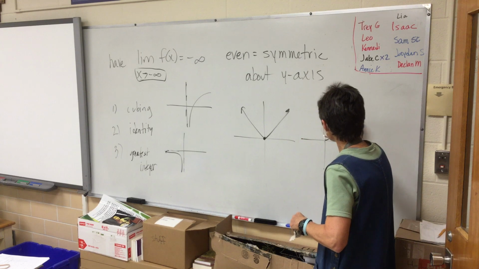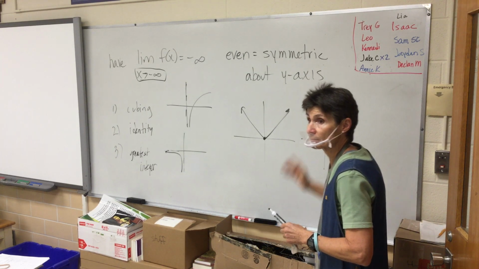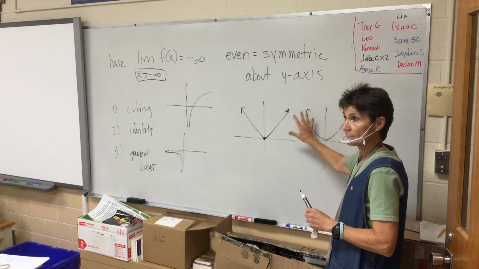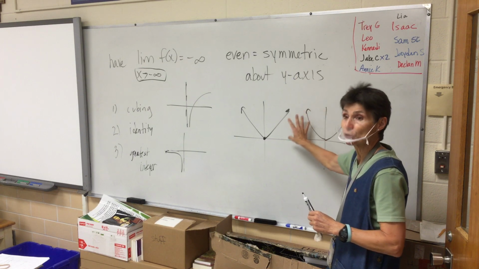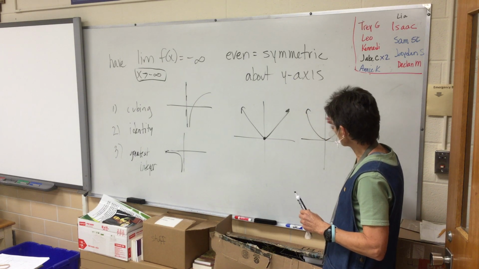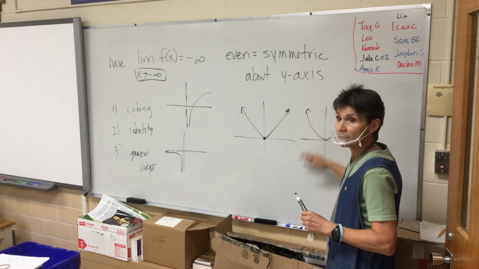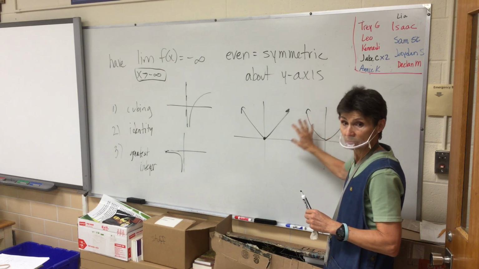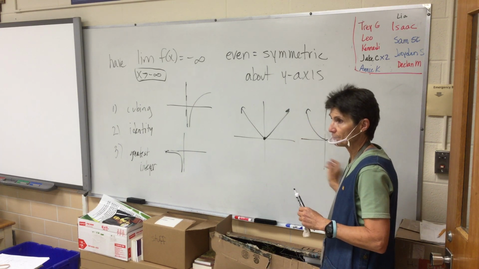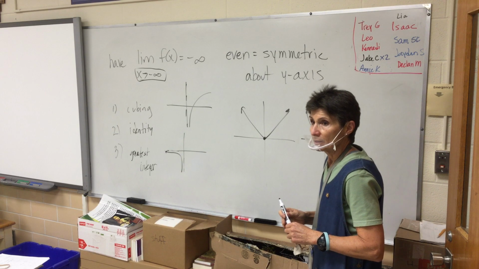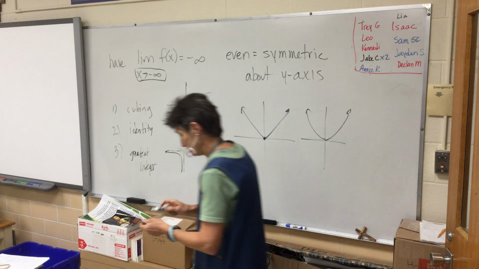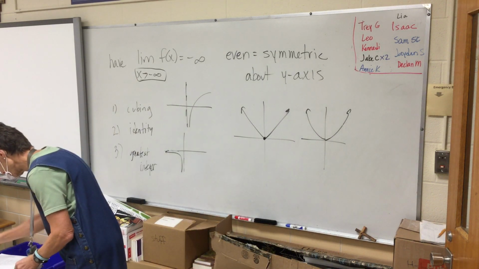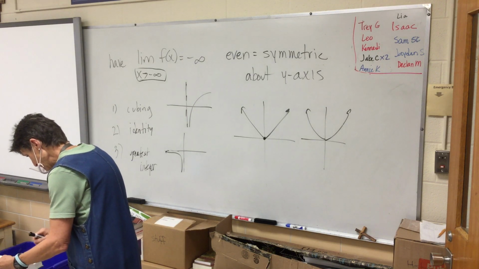So is the squaring function. Quadrant 1 and 2 are the same. Odd means 1 and 3, even means 1 and 2, or 3 and 4. Okay? Wow. Good job. Very good.